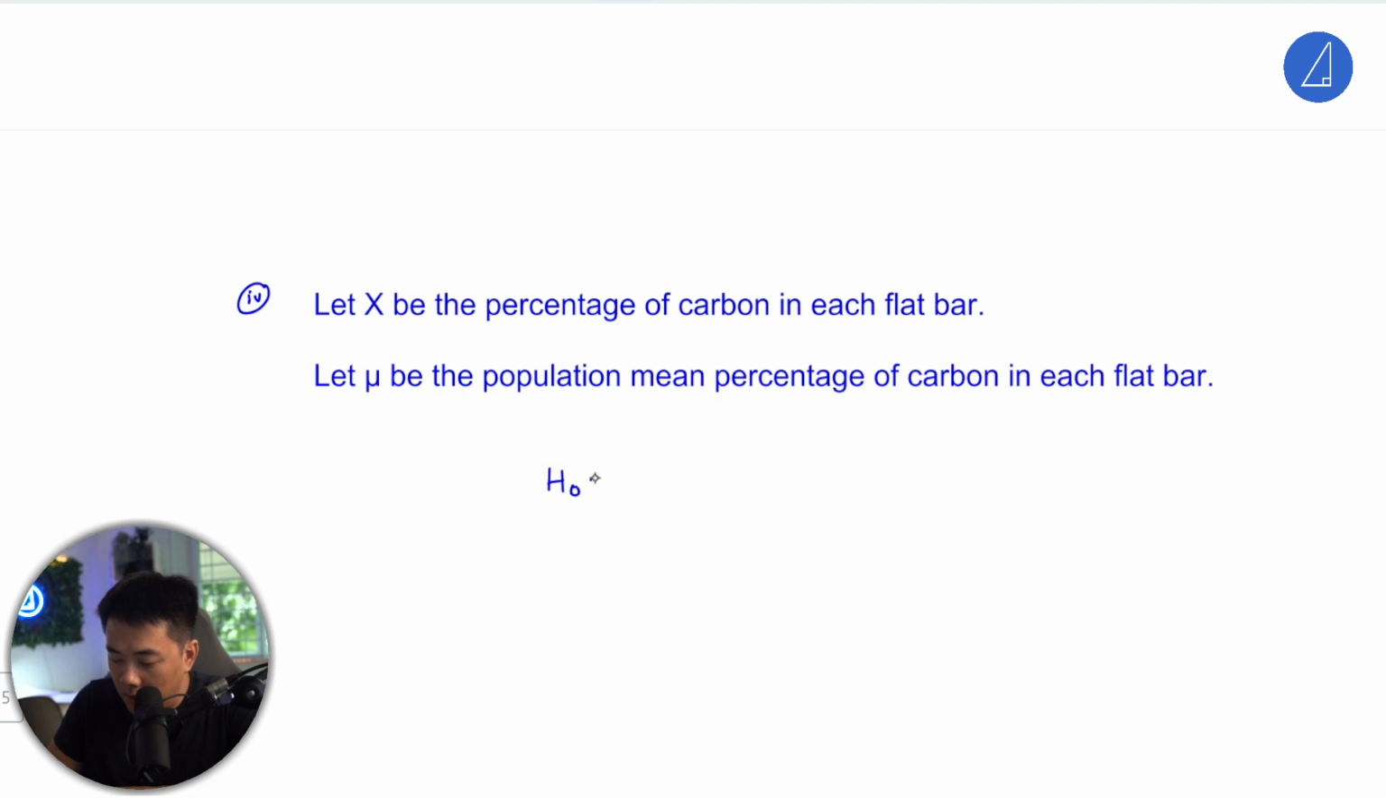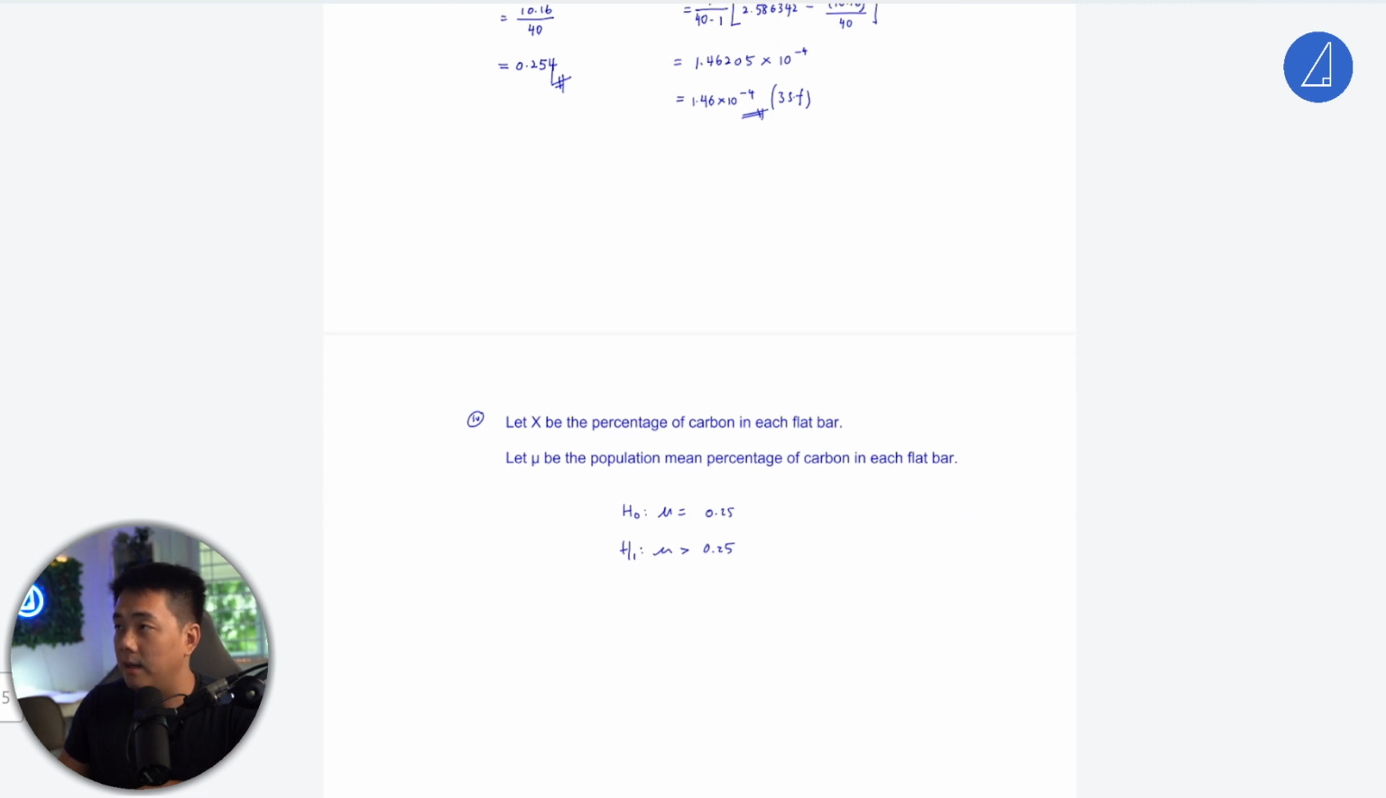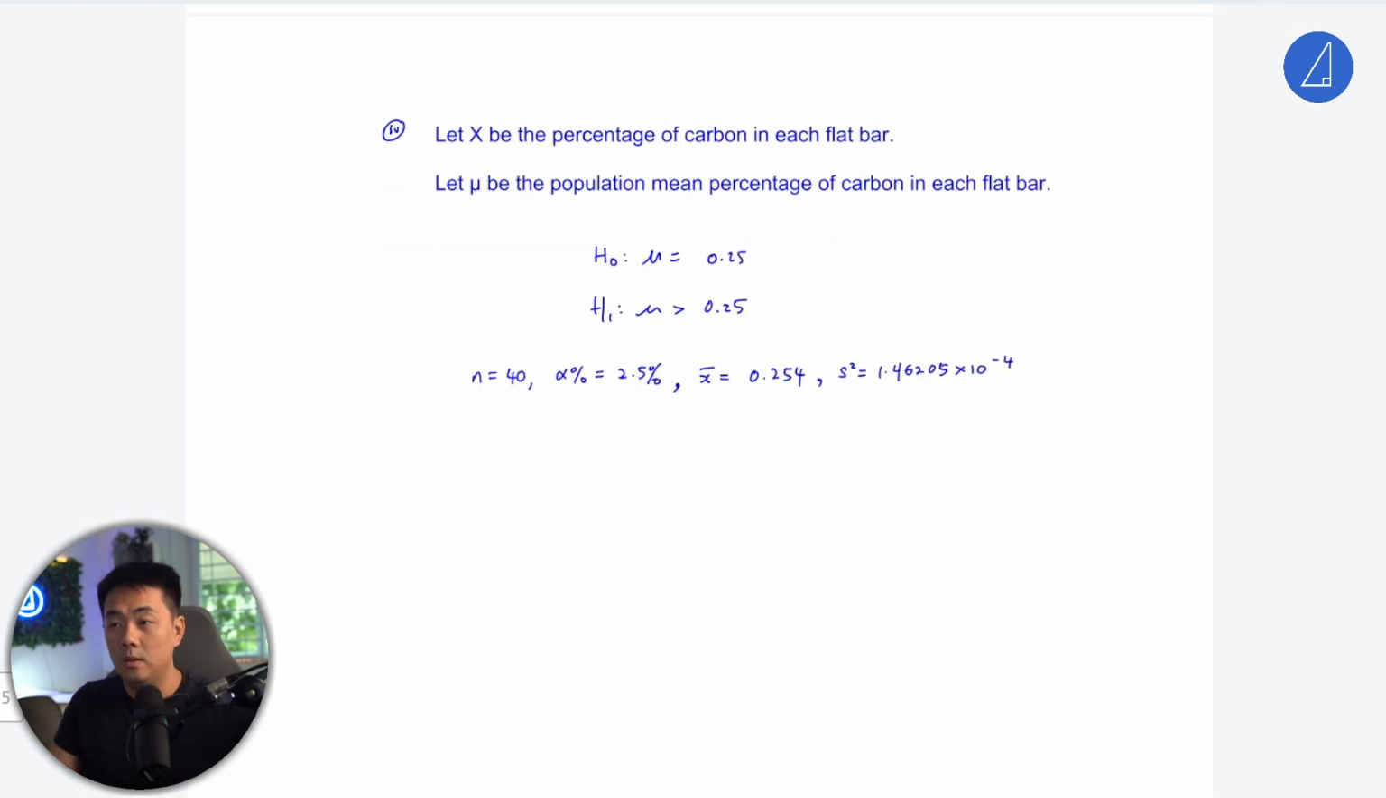So H0, initially mu should be 0.25%. This is what is believed to be true. Everyone assumes that it's 0.25%. For H1, you want to see whether mu is more than 0.25. You just look at the x bar. Because it's one-tailed, it only makes sense on the right tail. If you're not sure, you can just look at that. So I'm going to write down all the things we need.